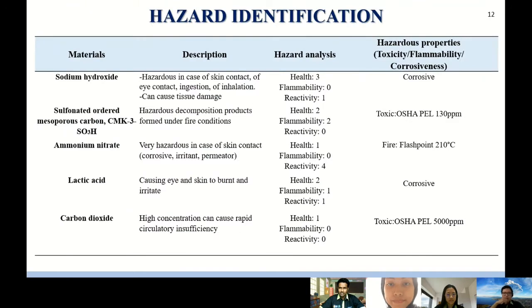As for the hazard identification, we found about 5 chemicals that need to be identified, which are sodium hydroxide, sulfur nitrate, catalyst, ammonium nitrate, lactic acid, and also carbon dioxide.